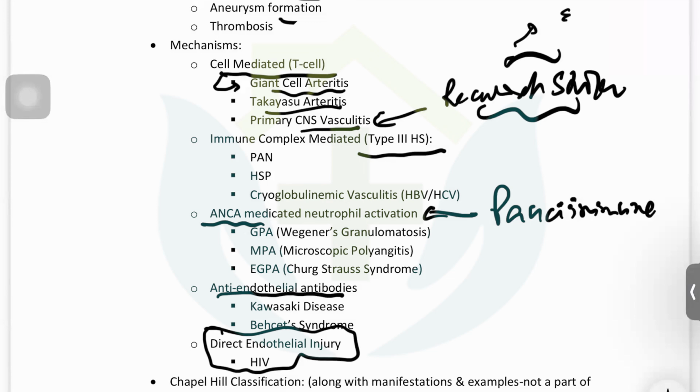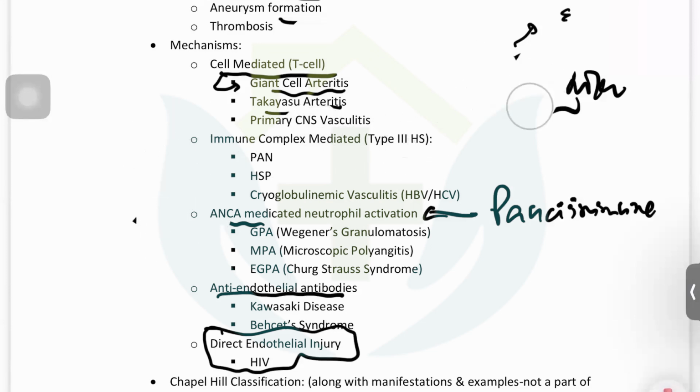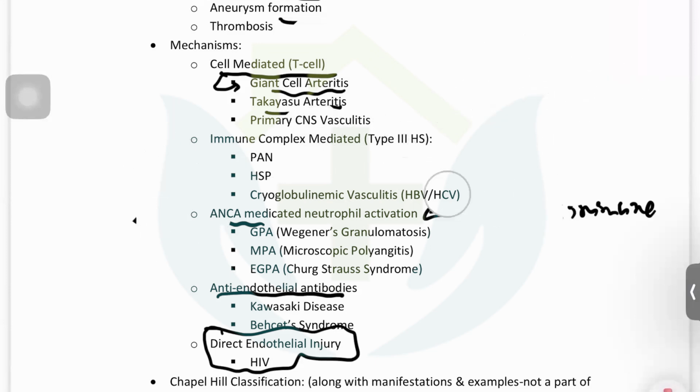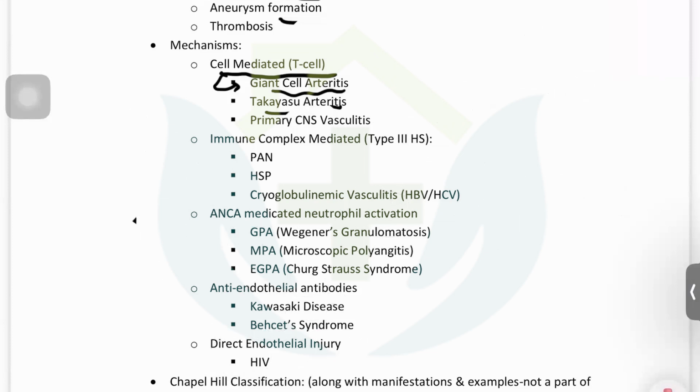Then immune complex mediated. So this is the whole thing. There is an antigen, there's an antibody, both of them combine together, and then they get deposited anywhere, leading to diseases like PAN, Henoch-Schönlein purpura, cryoglobulinemic vasculitis associated with hepatitis B usually. Then ANCA mediated are GPA, EGPA, MPA, and anti-endothelial antibody diseases like Kawasaki's, Behçet's disease.